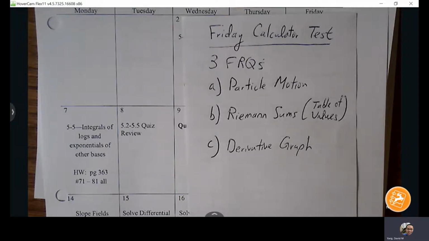I will bring your calculator on Friday. I will have a separate sheet to give you that has the calculator steps if you feel like you need that. Okay, so I will provide that for you.